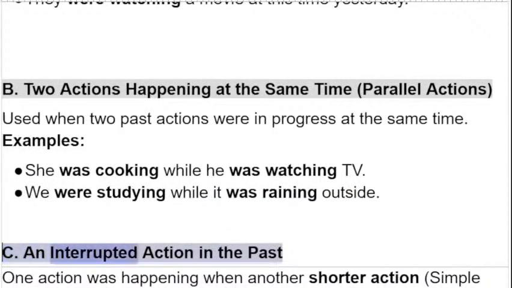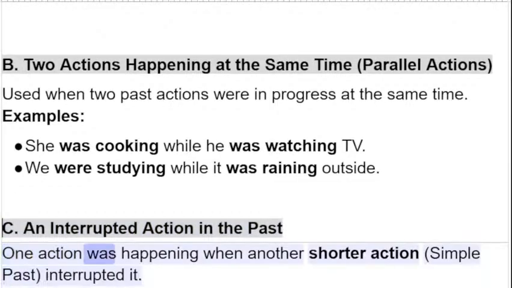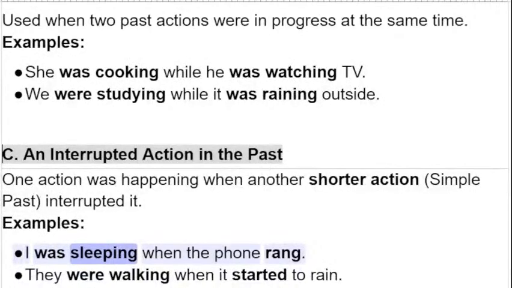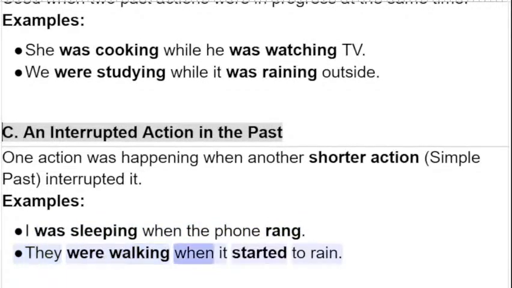C. An interrupted action in the past. One action was happening when another shorter action, in the simple past, interrupted it. Examples: I was sleeping when the phone rang. They were walking when it started to rain.